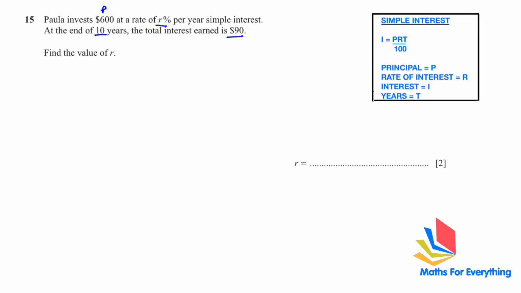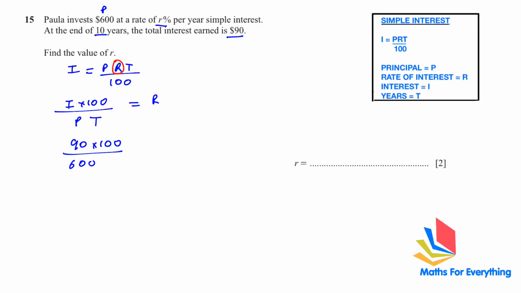Let's replace everything. Interest is equal to PRT over 100. You have to find R. Before we begin, you can make R the subject. So interest multiplied by 100 divided by principal multiplied by time will give us R. Interest is 90. Principal we already know is 600. And time is 10 years. And we will get the answer, 1.5 is our R.